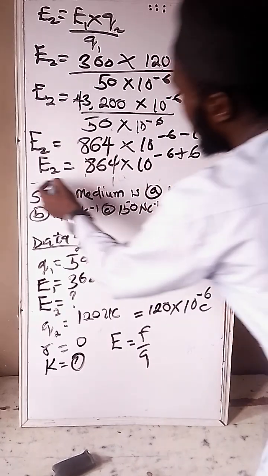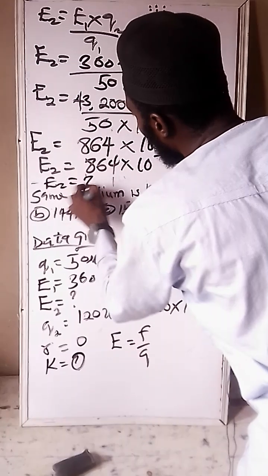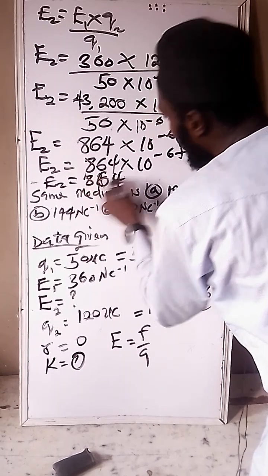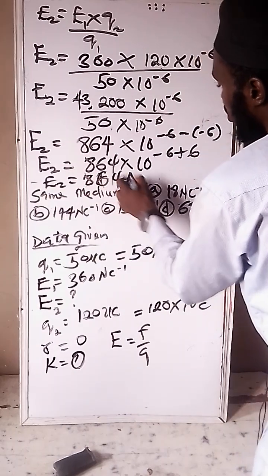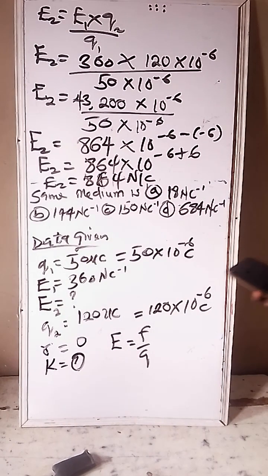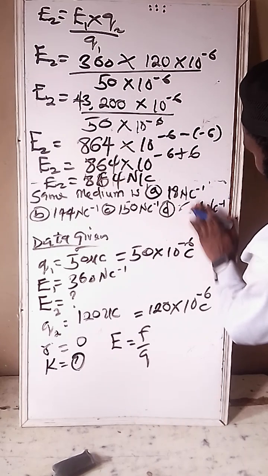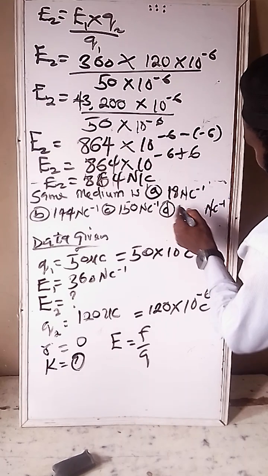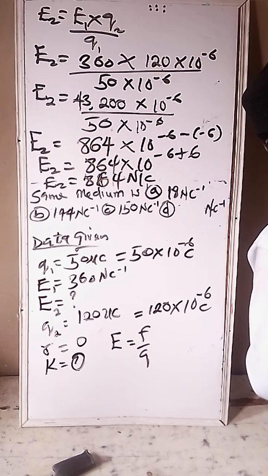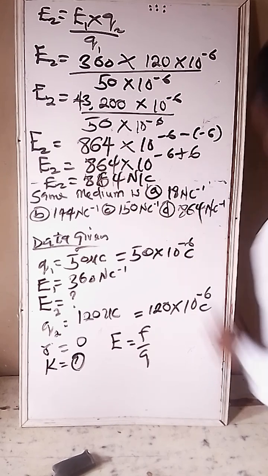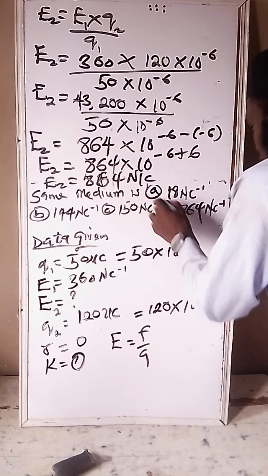Now let's check. What will be the SI unit now? E2 will be what? 864. What will be the SI unit for E? It is Newton per coulomb. You know what the SI unit is. What will be the correct answer here? Sorry, this is 864. Let me confirm the calculation. Sorry, this is 864. So the correct answer is D.